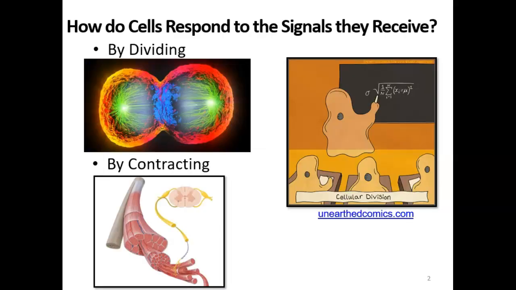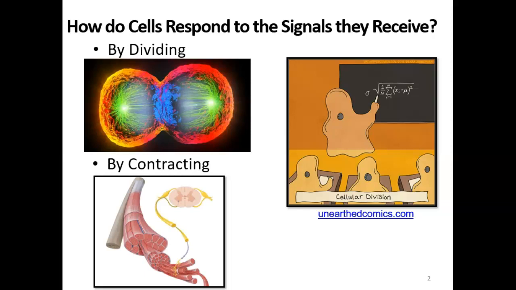It might surprise you to learn that cells communicate with one another, but they need to do so in order for the body to adapt to changing internal and external conditions. So let's first look at how cells might respond to a signal. Depending on the type of signal and which cell receives that signal, there are a variety of ways in which a cell might respond. A couple of examples include by dividing and by contracting.